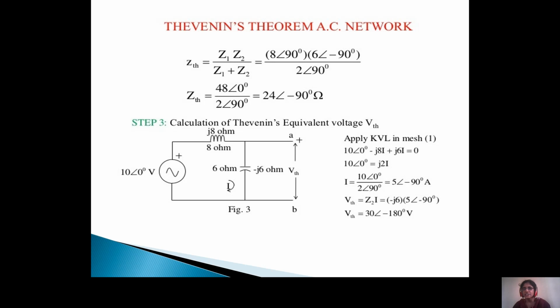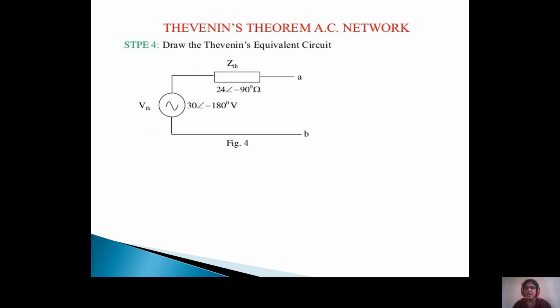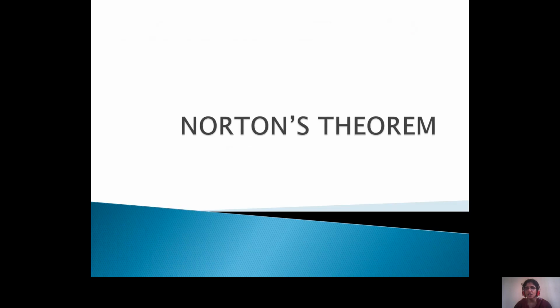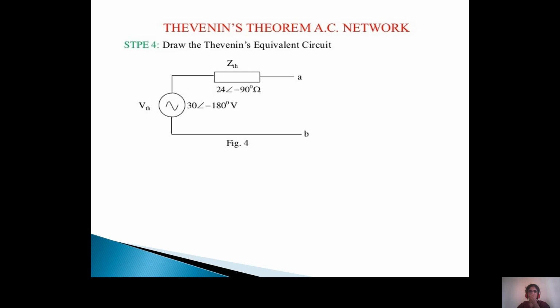So we have to put J notation here. We get VTH is 30 at an angle of minus 180 and ZTH is equal to 24 at an angle of minus 90. So we put VTH and ZTH. If there is already a resistance in the problem, that is 2 ohms, you have to put it here, and when you add this, you get the total current also. So that is about the Thevenin's equivalent circuit.